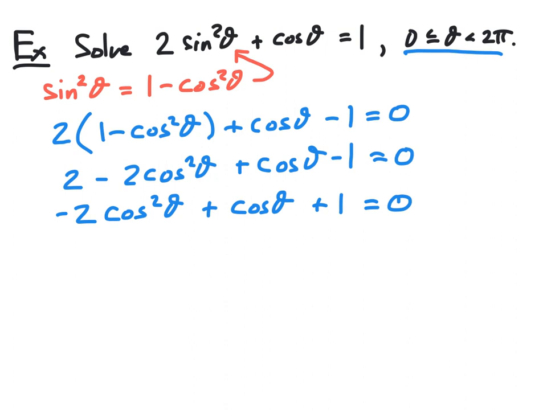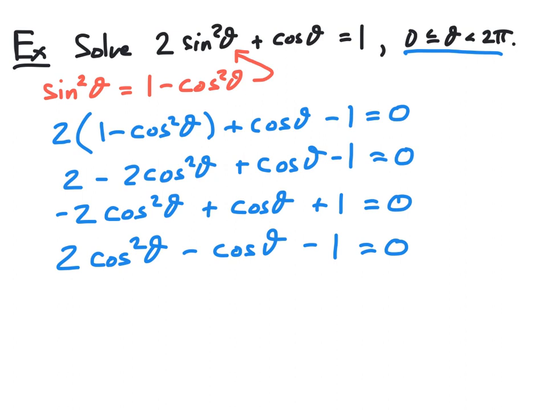And when factoring, I personally find it easier if the coefficient in our leading term is positive. And so I'm going to just multiply both sides by negative 1, and we'll obtain 2 cosine squared theta plus cosine theta. Sorry, that should be minus cosine theta minus 1, and that'll be equal to 0.